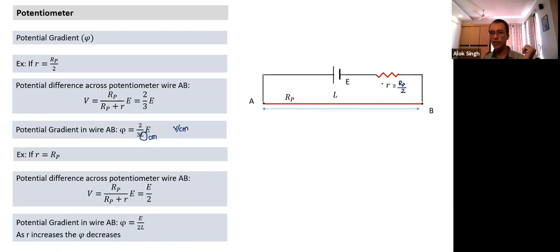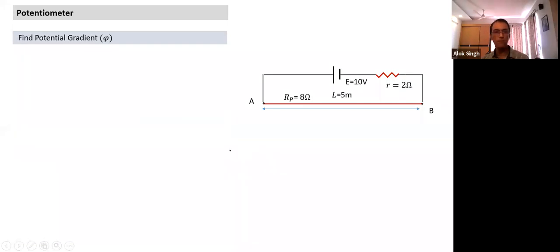So by increasing the external R here, potential gradient decreases. As R increases, phi decreases, which is pretty simple. If we understand the basic electric circuit, this point can be easily inferred or deduced. So we'll come to this point. What is the use? Whether it is for a certain purpose.